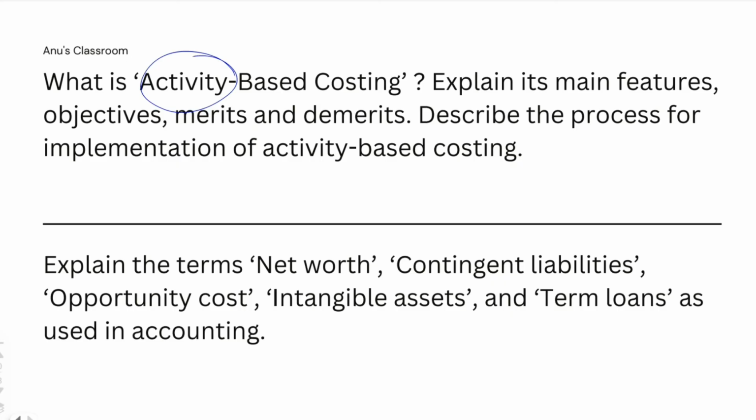Okay, so let's move ahead to the next question. They have given us a few terms like net worth, contingent liability, opportunity cost, intangible asset and term loans, and we are asked to explain these terms as used in accounting. So let us look at these terms one by one.